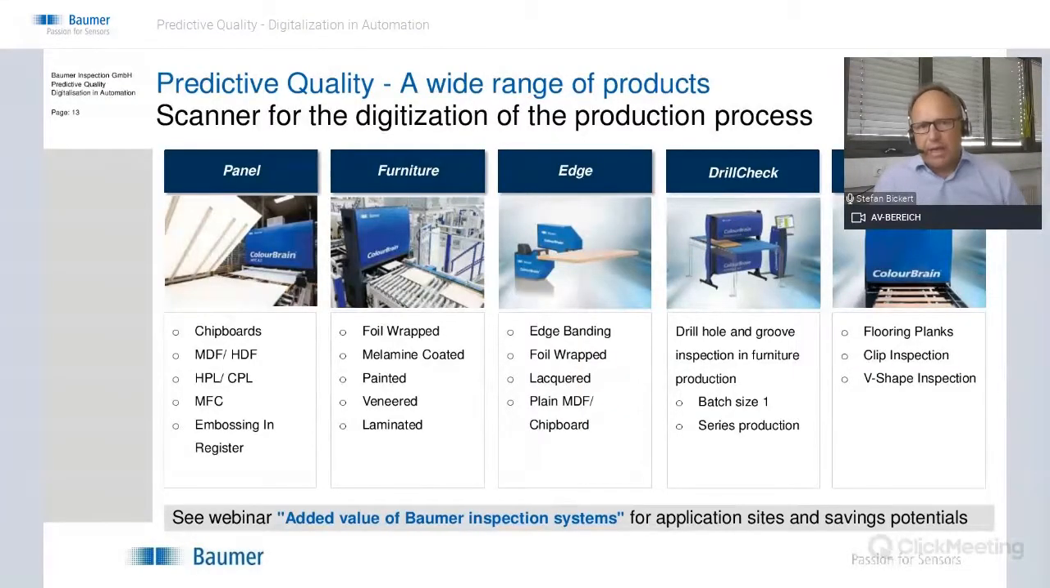And of course, we provide different products for different situations. It starts from the raw board, from the chipboard, MDF, MFC. We do embossing in register. We have surface inspection. For the furniture industry, it doesn't matter whether it is foil wrapped, melamine coated, painted, and so on. Then we look at the edge banding. Then in the furniture industry we have a 360-degree inspection. We check all the drill holes, of course, even in batch size number one. It's also very important. And of course, we also have products for the flooring industry. But I guess most of you know these products. So we are in the complete value chain.